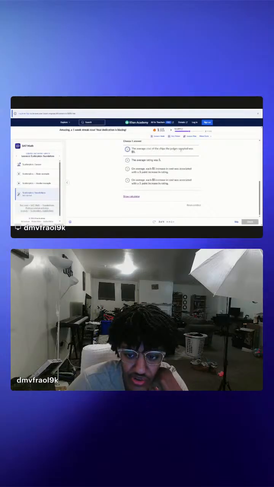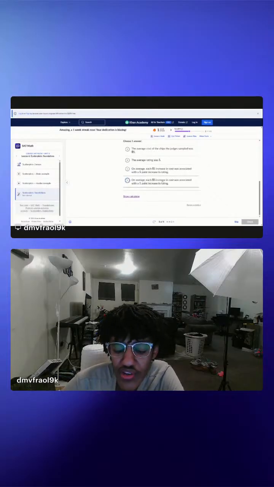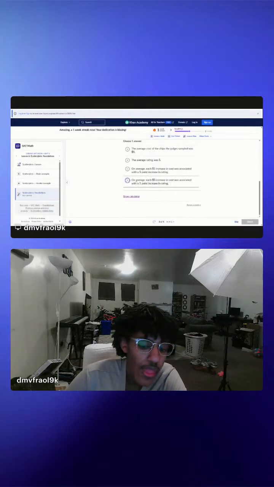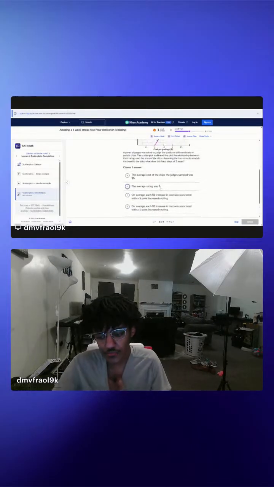the judges sampled was $5. The average rating was 5. On average, each dollar increase in cost was associated with a 5-point increase in rating. On average, each $5 increase in cost was associated with a 1-point increase in rating.